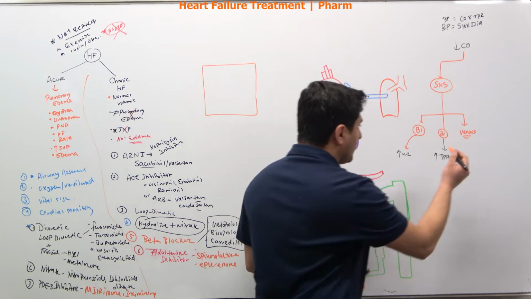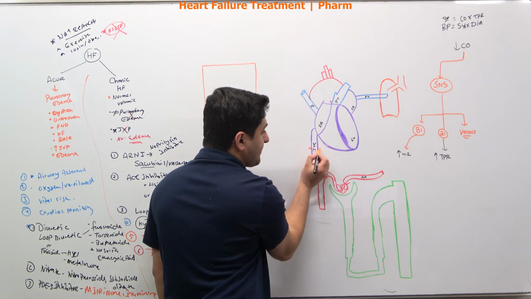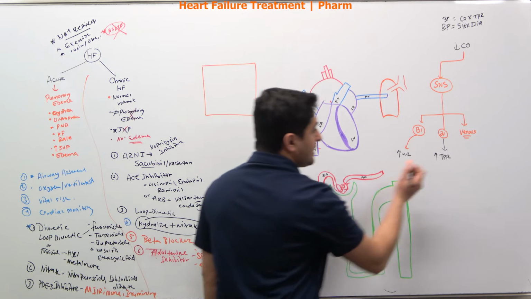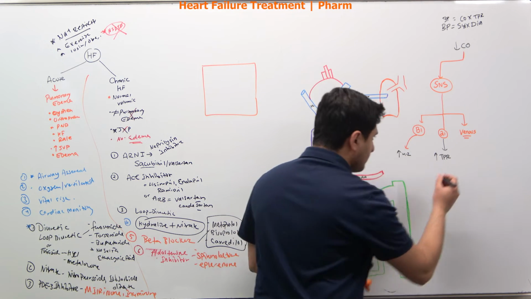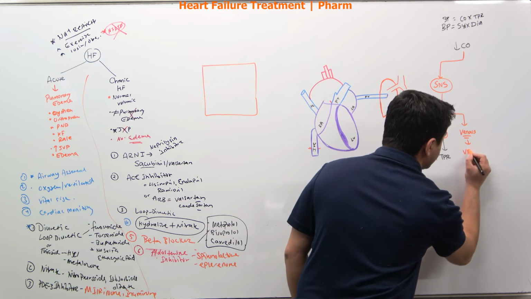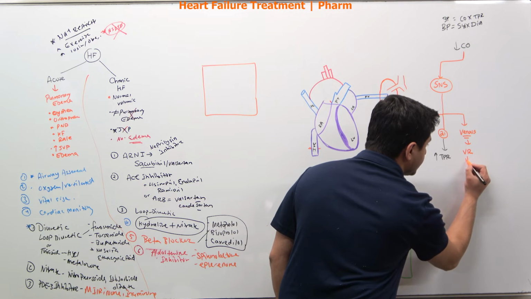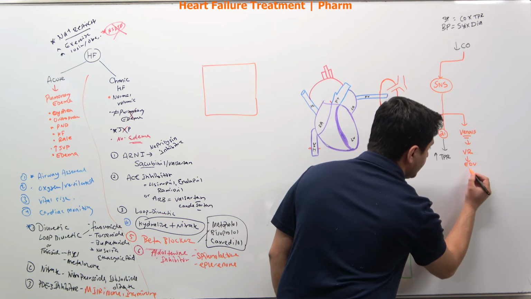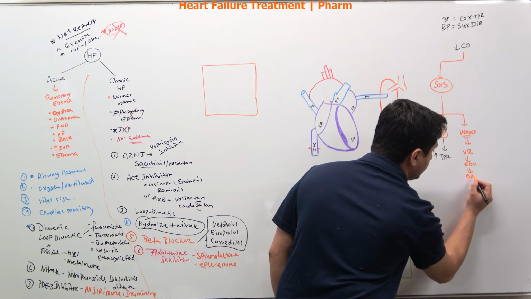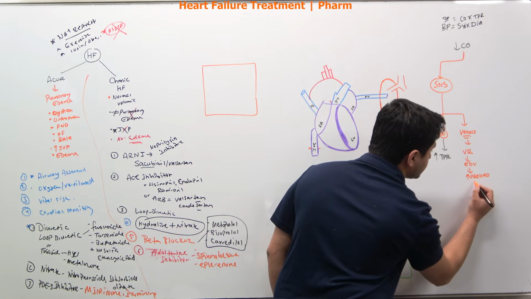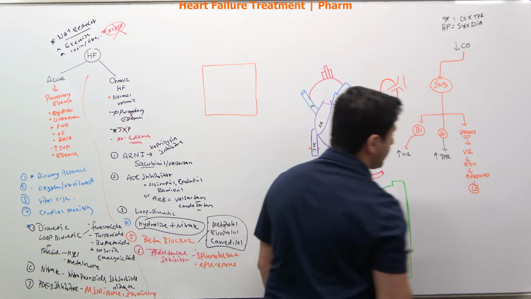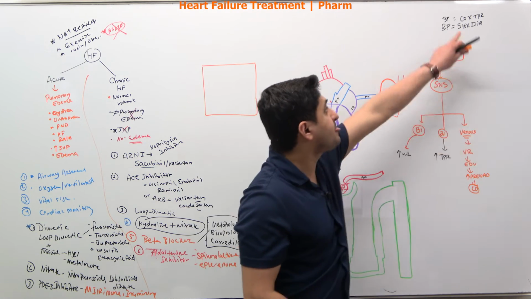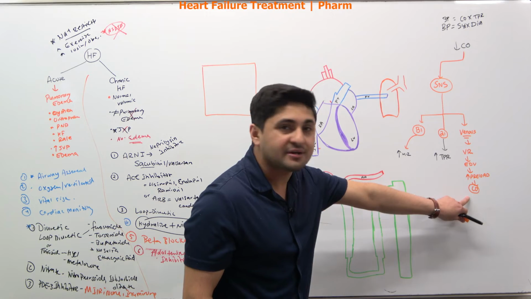And by working on the venous side, where alpha 1 receptors are also located, they increase the venous return, right? If you increase the venous return, you increase the end-diastolic volume. If you increase the end-diastolic volume, you increase the preload. And if you increase the preload, you increase the cardiac output. And if you increase the cardiac output, you increase the systolic pressure, right?